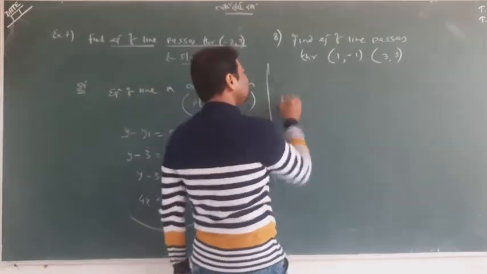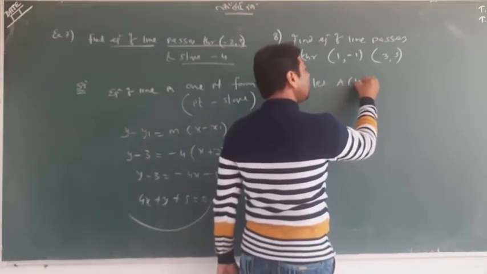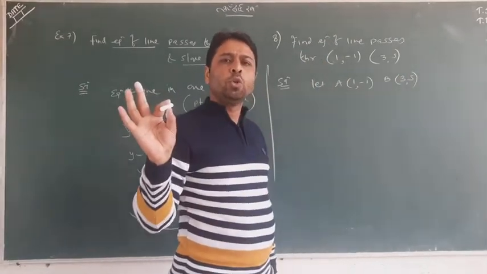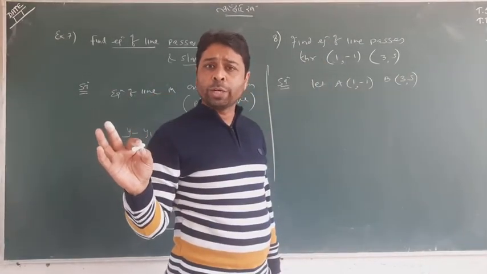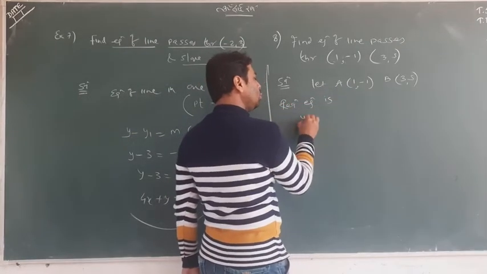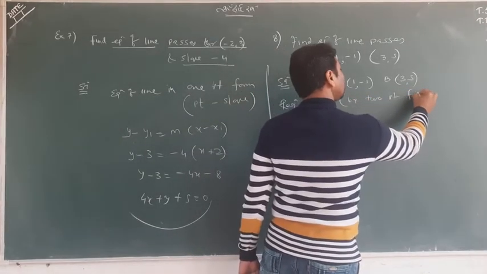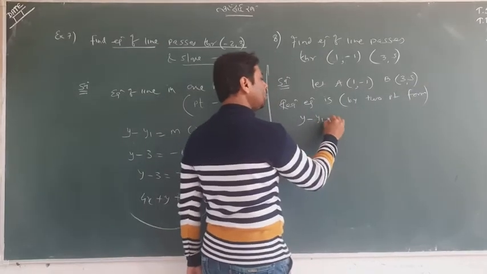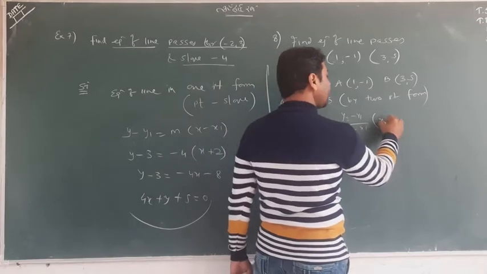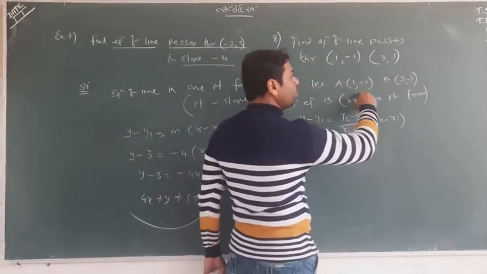So you will write the solution here. Let A be (1, -1) and B be (3, 5). Comparing with x1, y1, x2, y2, the required equation is the two-point form. What is the two-point form? y minus y1 equal to (y2 minus y1) upon (x2 minus x1) times (x minus x1). Go on that. It is x1, y1, it is x2, y2.